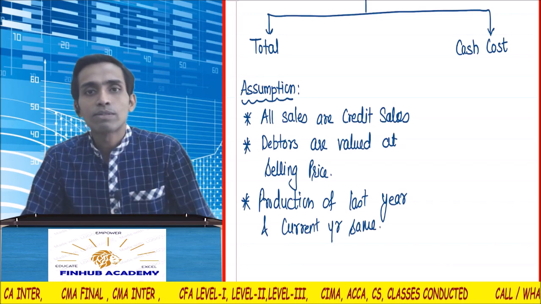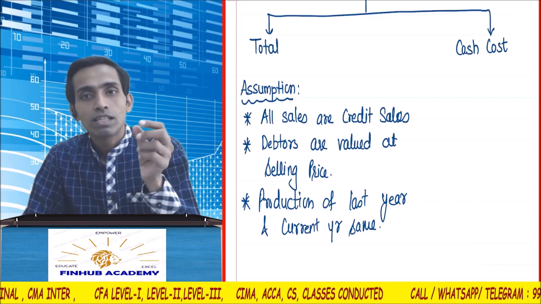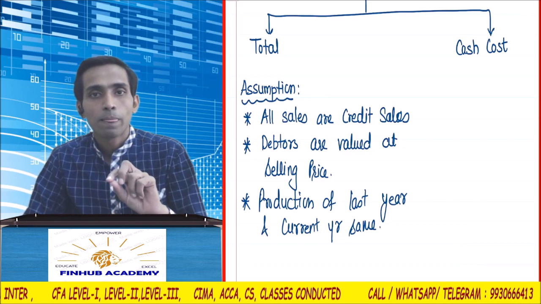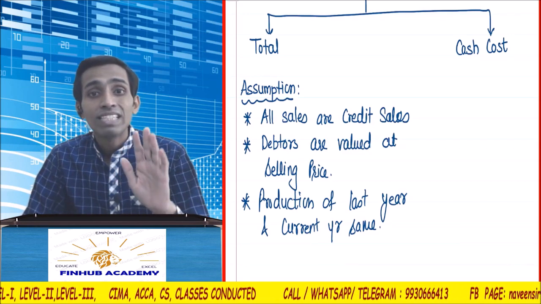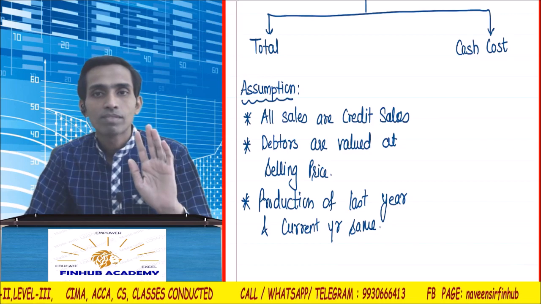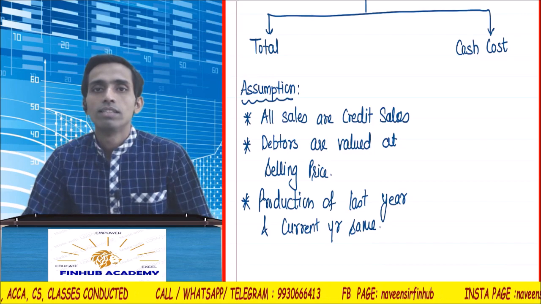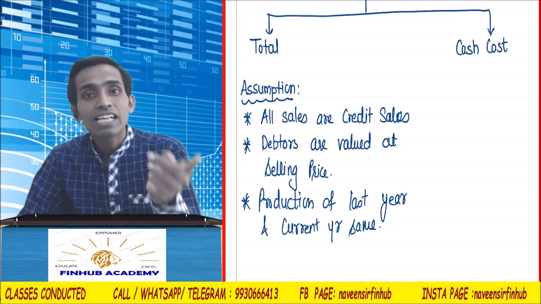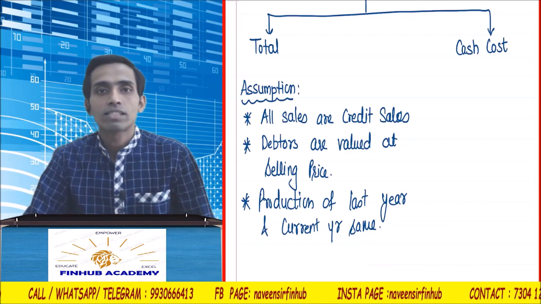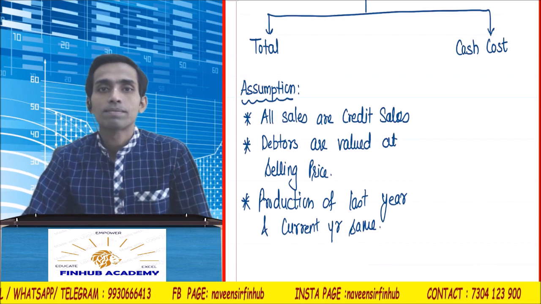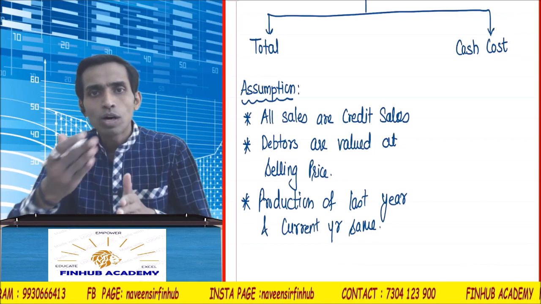Now what is the difference between the approaches? In the total approach, debtors are valued at selling price, and we take depreciation into consideration in cost. So it is called total. What is cash cost? In cash cost, profit is not included, so debtors are also valued at cost, and depreciation is not considered as a part of cost. So these are two approaches.